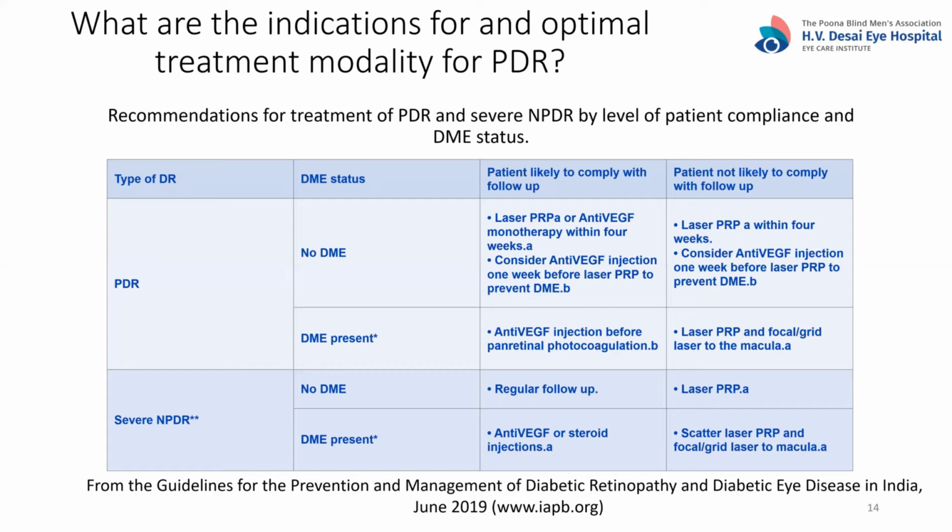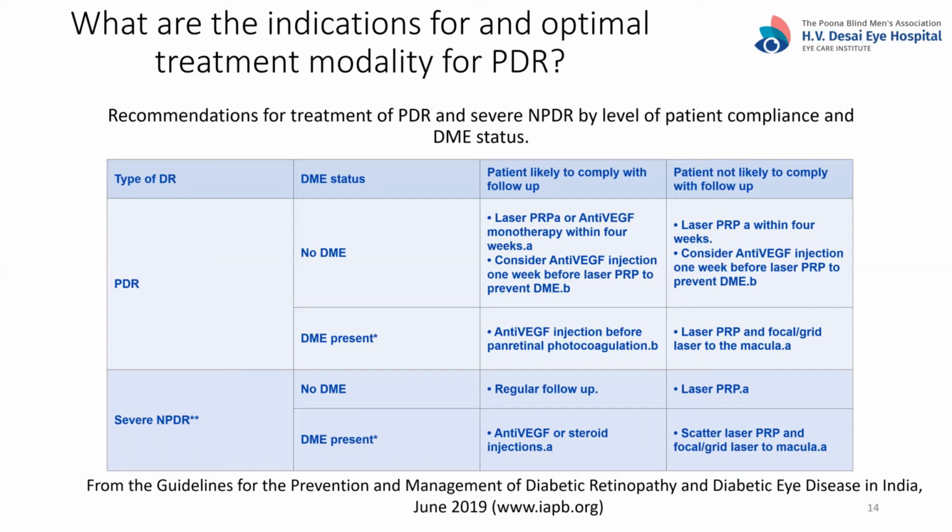In case of patients with severe NPDR and diabetic macular edema, we have to consider giving anti-VEGF or steroid injections. Generally, we prefer giving steroid injection in patients who have already undergone lens implant surgery for cataract. In case the patient is not likely to be followed up, then we have to give a scatter laser PRP, or a focal or grid laser if the diabetic macular edema is present.